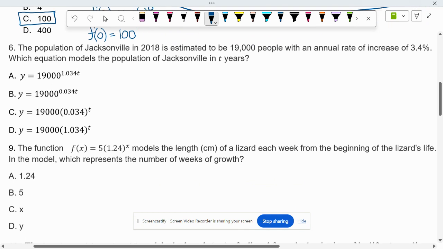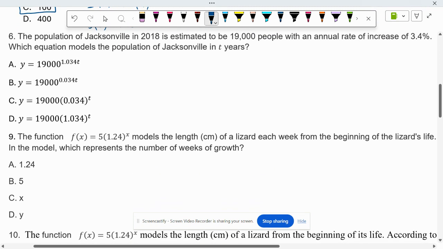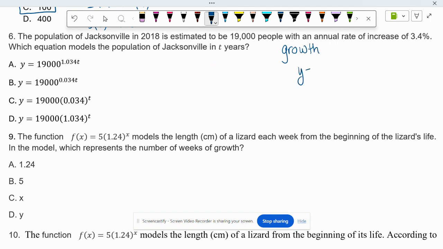Number 6, the population of Jacksonville in 2018 is estimated to be 19,000 people with an annual rate of increase of 3.4%. Which equation models the population of Jacksonville? So is this going to be a percent growth or percent decay? This is growth. So what is the equation for growth? What is the to the power of t? So what do I have to do with my r? What is my r value, Ashton?